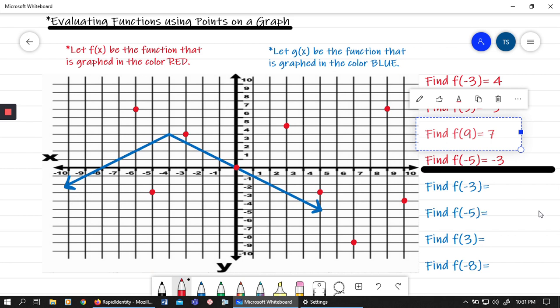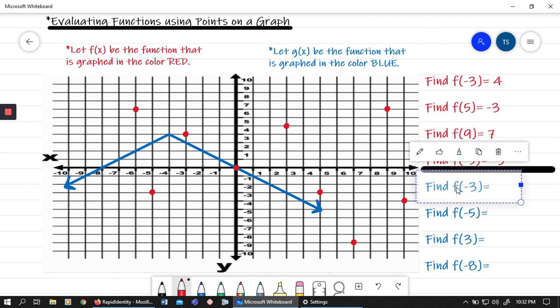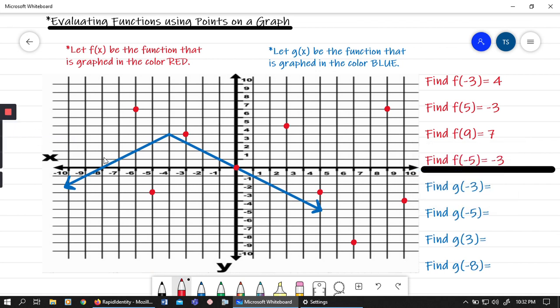Alright, so let's go ahead and do the blue function, g of x. Now, guys, oops, sorry, I didn't write those as g of x. Give me a moment here. Ooh-wee, that was quick. Was that a moment?